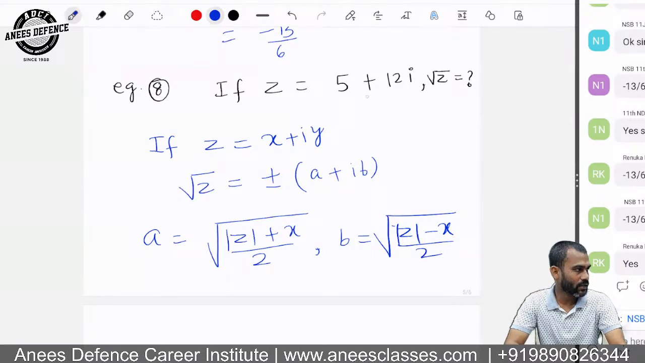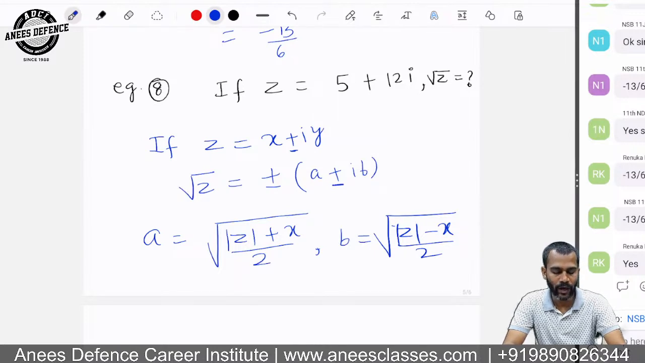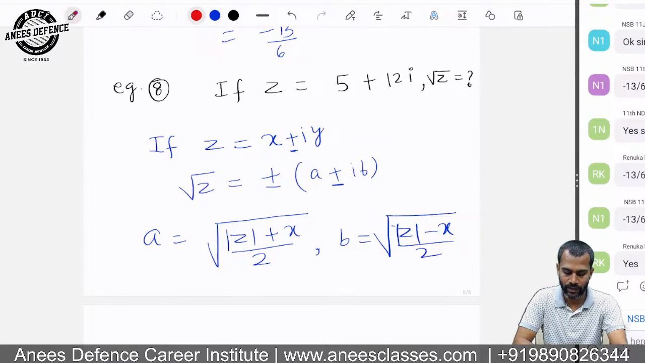In the final answer, what will be the sign between the real part and the imaginary part? Plus sign only? Yes or no? So in the formula, if z is equal to x plus iy or x minus iy, then the square root of z would be plus minus a plus minus ib. If the plus sign is there in the question, then in the answer also the plus sign will be there. To find the value of a and b, this is the formula. So tell me, how can we solve it? Very easy.